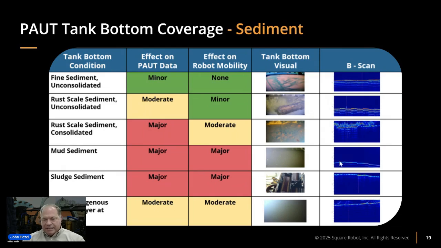Mud, again, is going to be kind of the same thing where it attenuates the sound so much that we really don't get any usable data. Sludge and sediment, the same as mud. It's just not too much that we can do there. So for non-homogeneous product layers at the bottom, again, it's a moderate impact, but in most cases, we can get very usable data across the entire tank bottom.